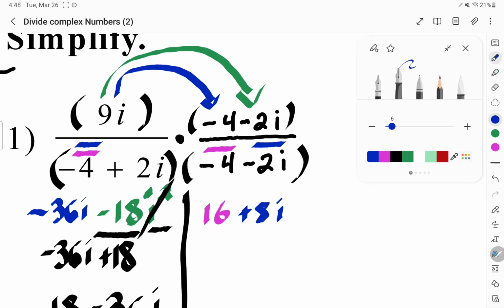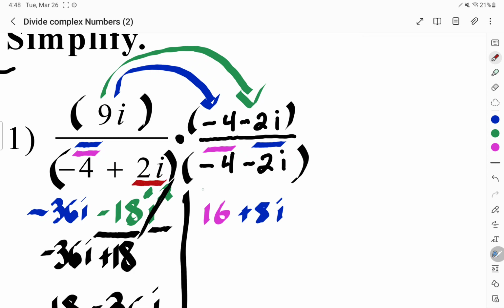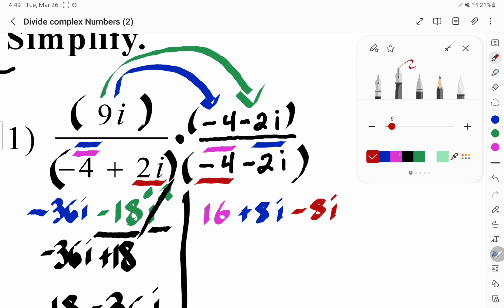We're going to do the same thing, but now we do it to the bottom. So with the 2i, 2i times negative 4i is going to be negative 8i. And finally, we're just going to do the very last one.